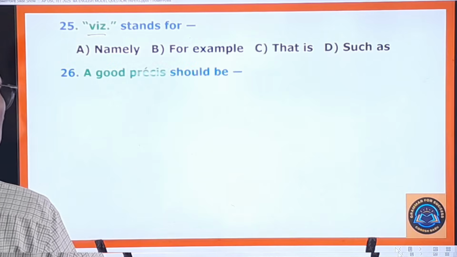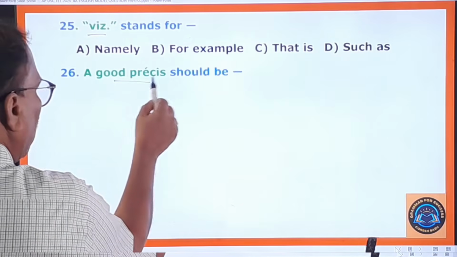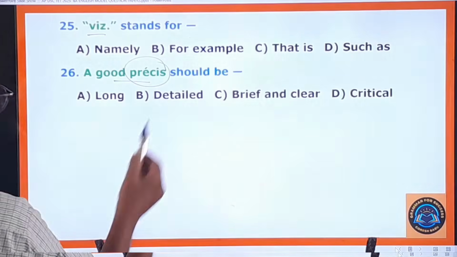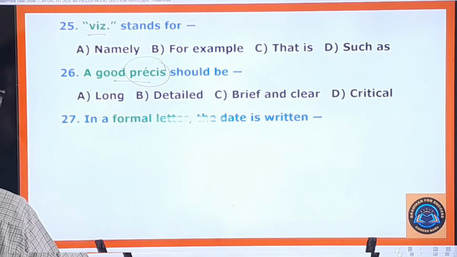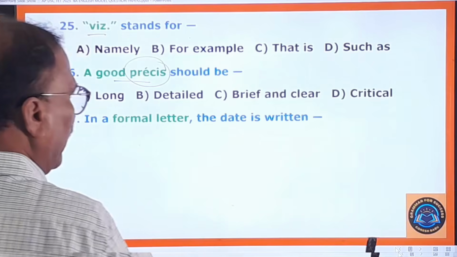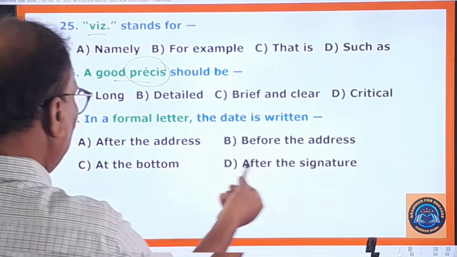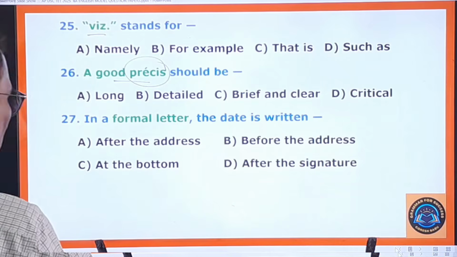You go to the 26th question. A good précis should be long, detailed, brief and clear, critical. You know the answer. You go to the 27th one. In a formal letter, the date is written after the address, before the address, at the bottom, after the signature.